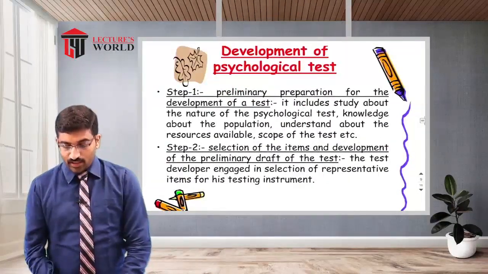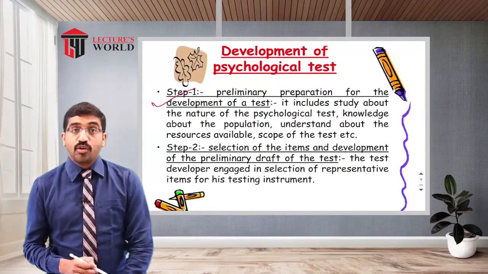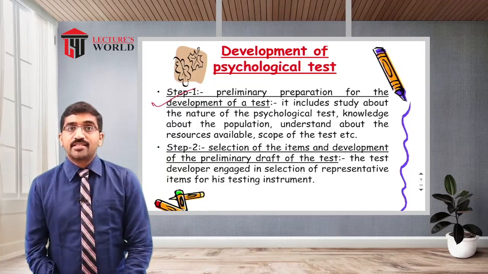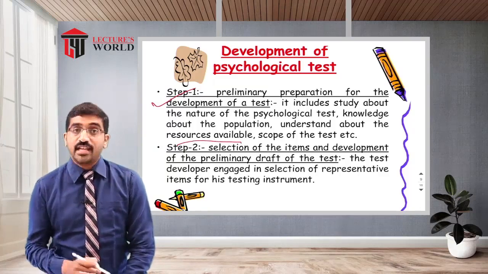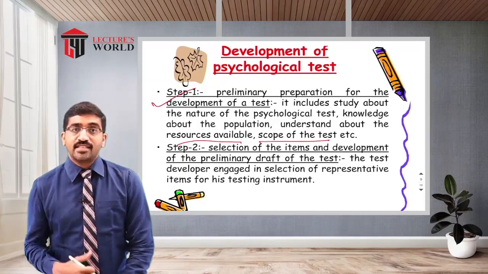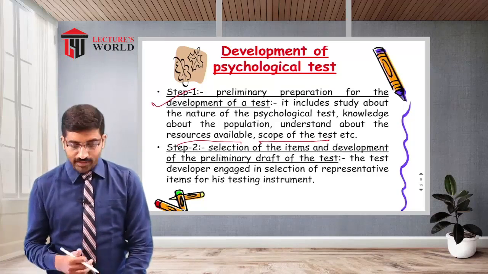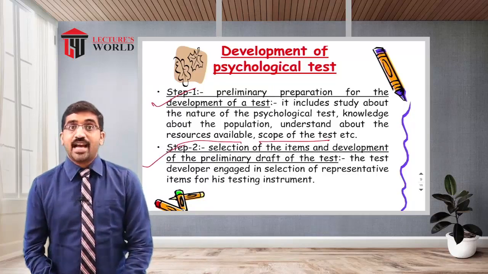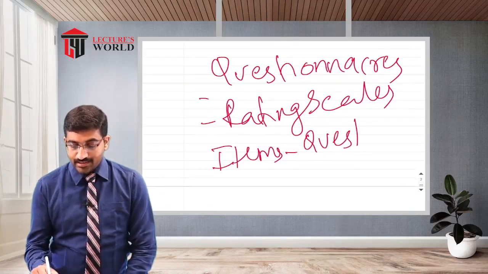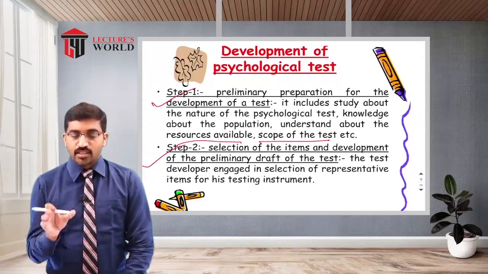How to develop a psychological test. First step is preliminary preparation. As a basic preparation, we have to check the scope. For example, if I have a patient related to personality disorder, my preliminary step is related to personality only. I have to see what are the available resources, where I can get the personality questionnaire, and what is the scope of this test. Once I administer this test, whether I will be able to achieve my objective. Second, you have to select the items. Items means questionnaire. This is very important. Items means questions or statements we can say. So I have to prepare a draft of the questionnaire.